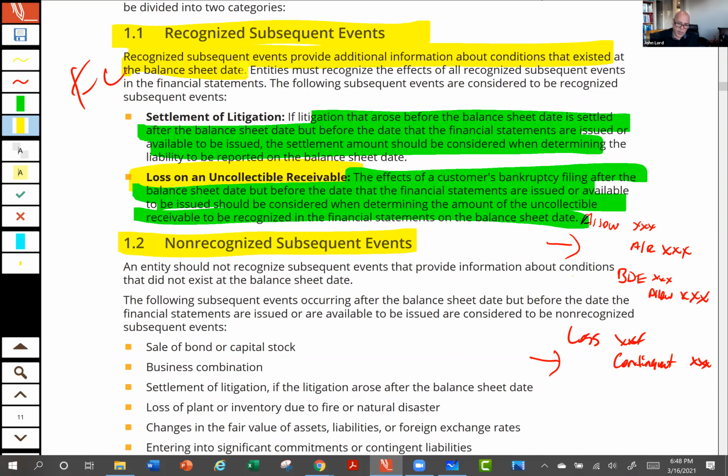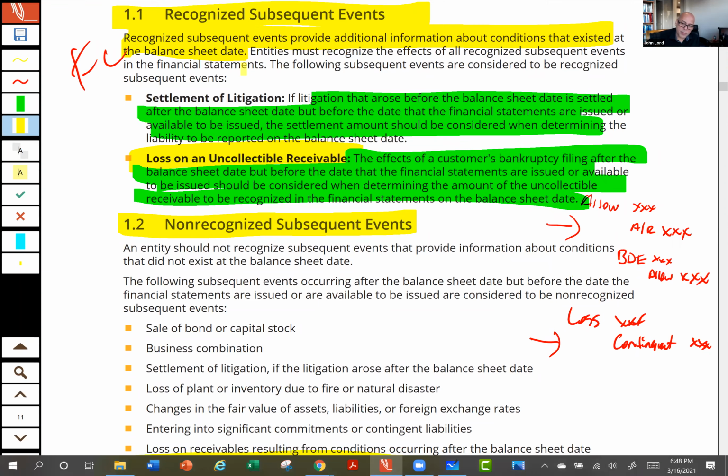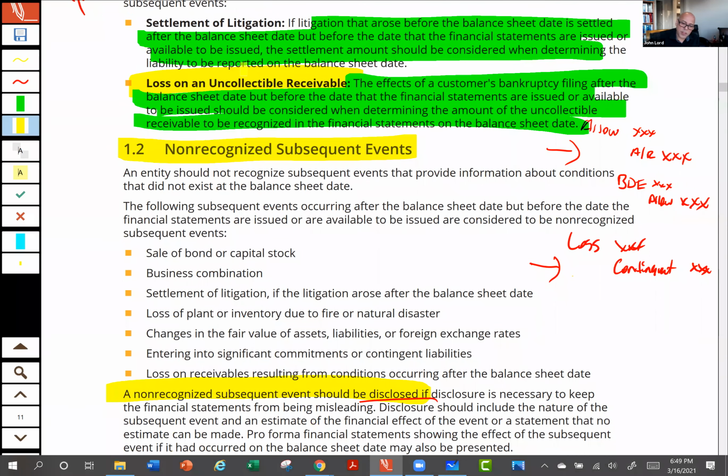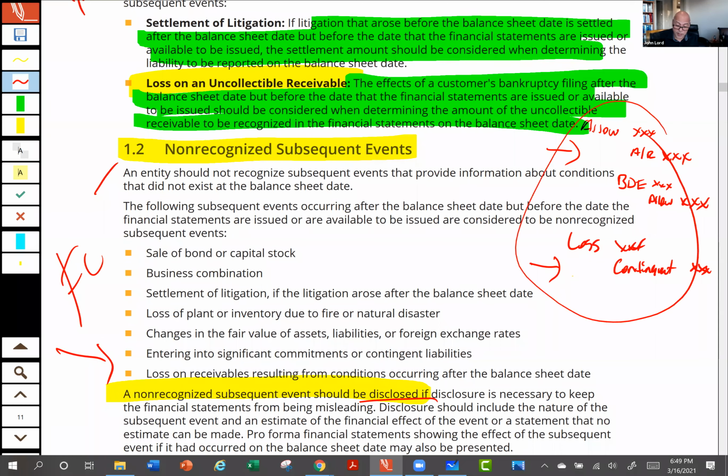Whereas for the non-recognized subsequent event, the second type, you may want to make yourself a flashcard that says: what are the two types of subsequent events? Recognized and non-recognized. How do you handle recognized? You make an entry in the financial statements. How do you handle non-recognized? Disclose.